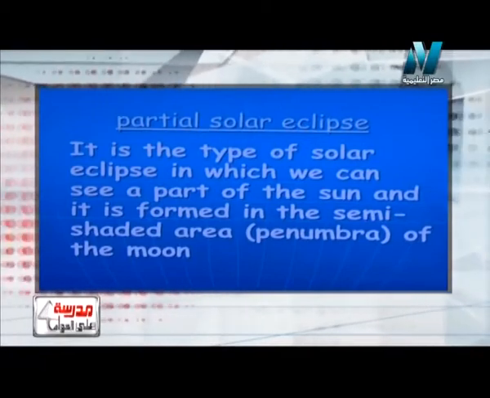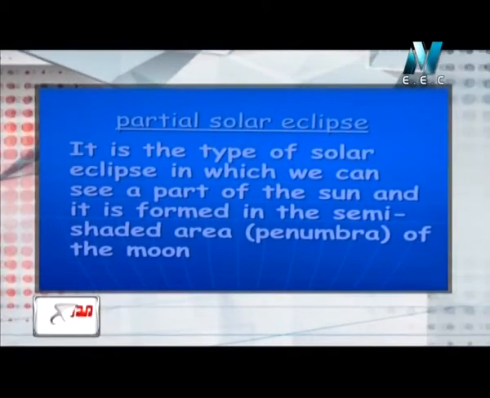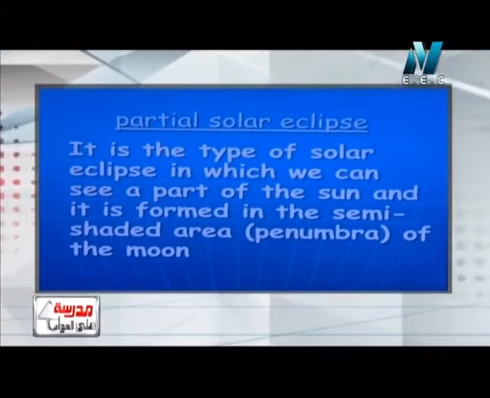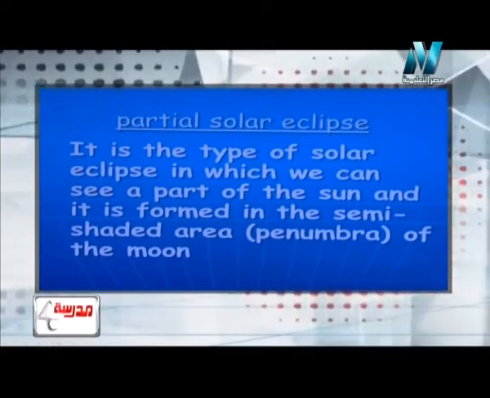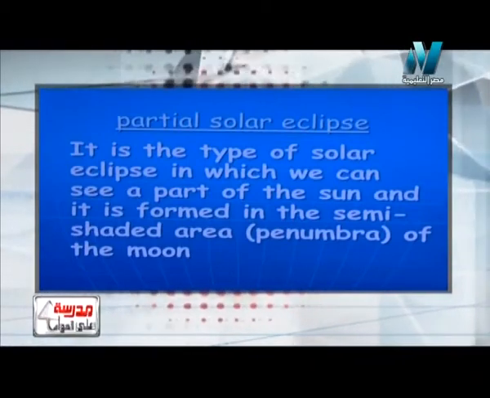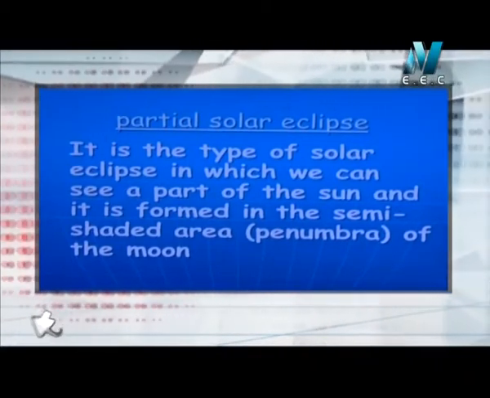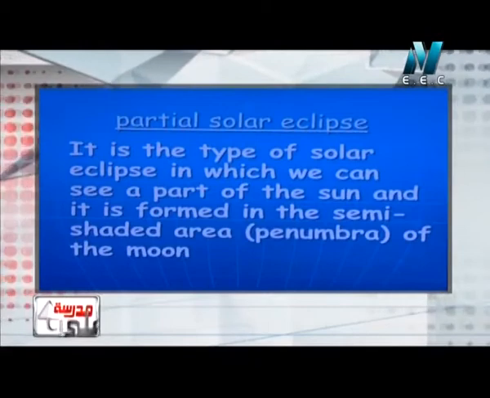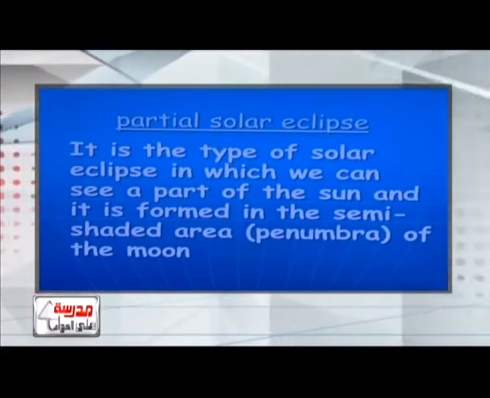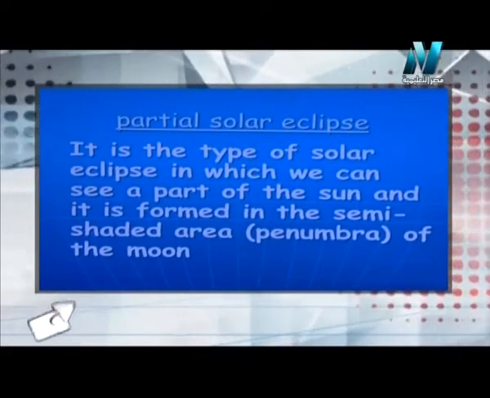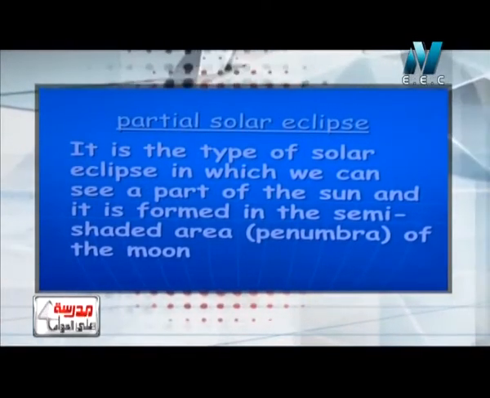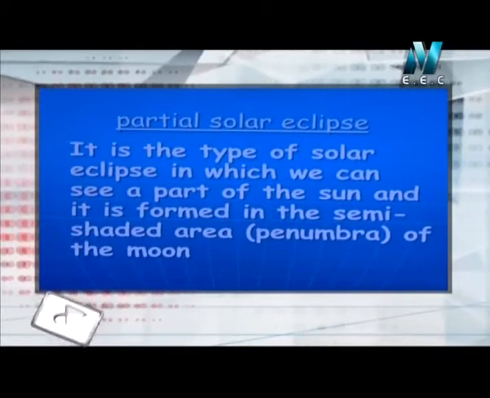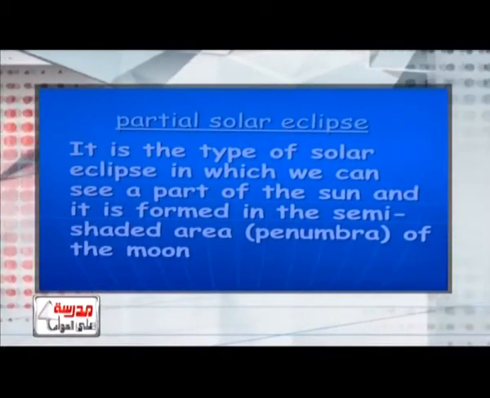Okay, we can call it penumbra or semi shaded area. So it has two names, penumbra, the semi-dark area, or semi shaded area, the same meaning. So again, the partial solar eclipse is a type of solar eclipse in which we can see a part of the sun, and it's formed in what? It's formed in the semi-shaded area or the penumbra area of the moon.